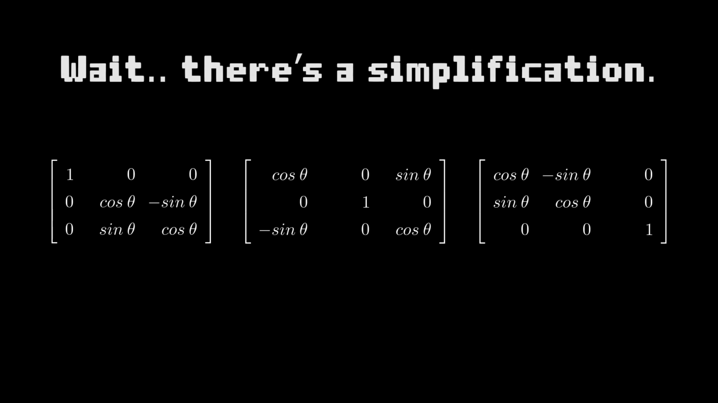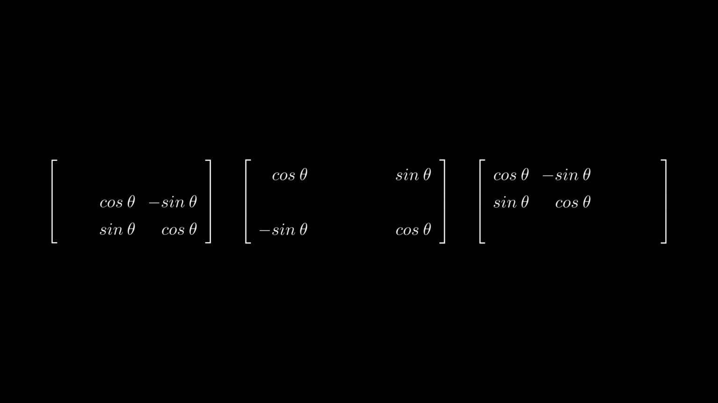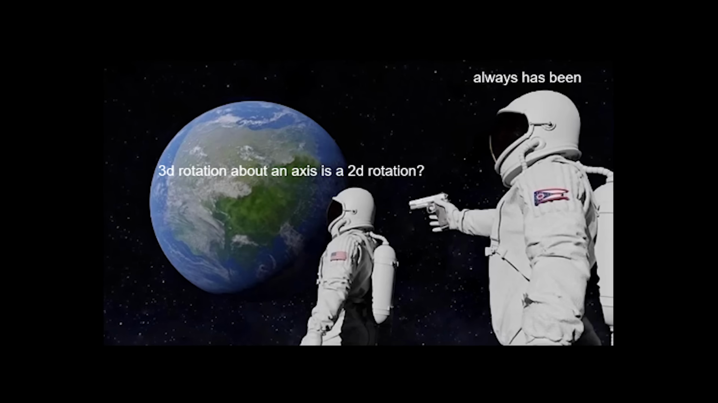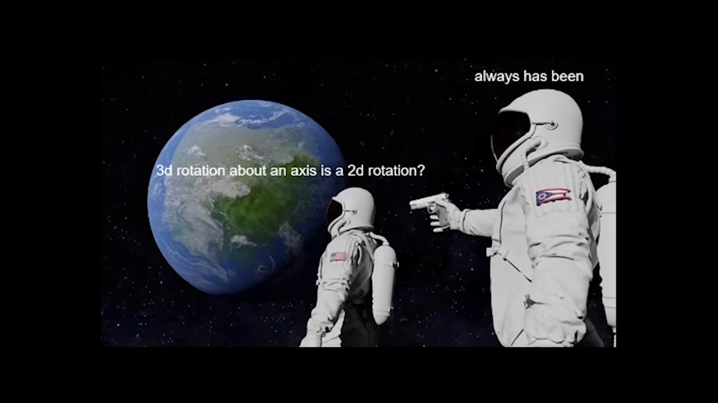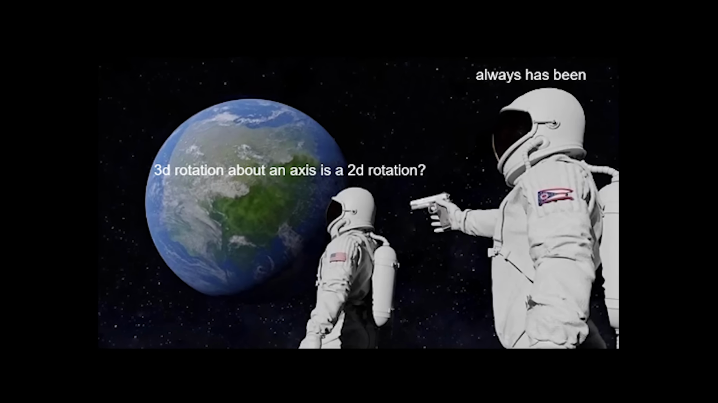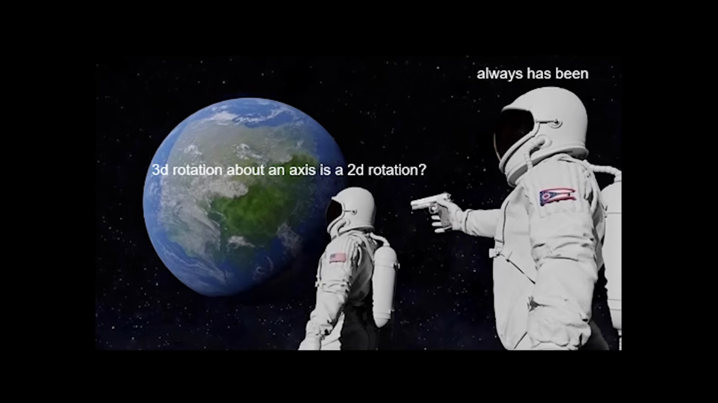Because I don't know if you noticed this, but if you take out all the 0s and 1s from the 3 matrices and ignore the spaces, what you're left with is the same thing in all 3 cases. That's not a coincidence. This is actually the 2D rotation matrix, which you can use to rotate 2D points on a flat plane. Wait a minute, so a rotation around the X, Y, or Z axis is always just a 2D rotation in disguise? How is that even possible?